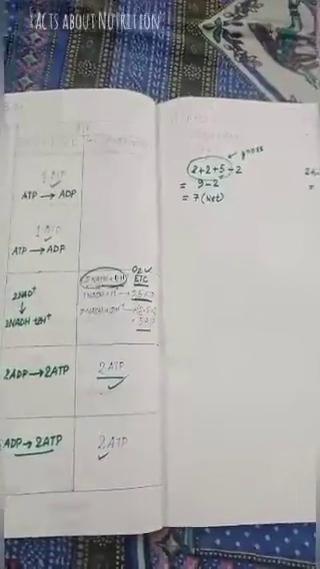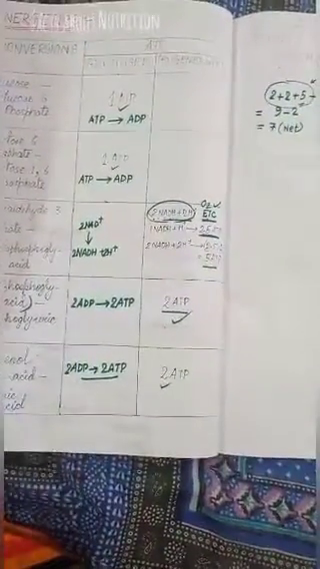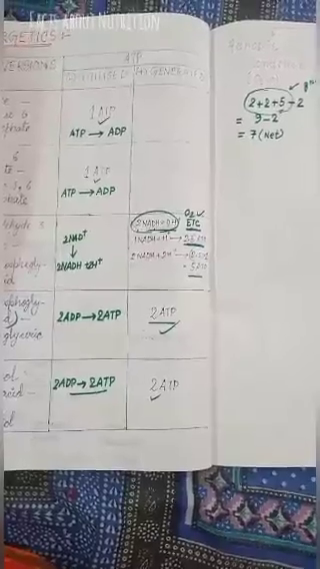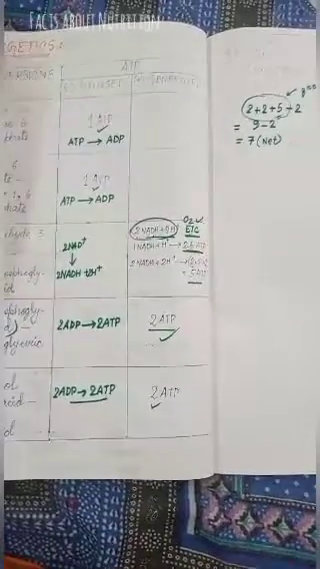In the next part, we will be discussing the steps where oxidative phosphorylation and substrate level phosphorylation occur, as I already said, all these things.